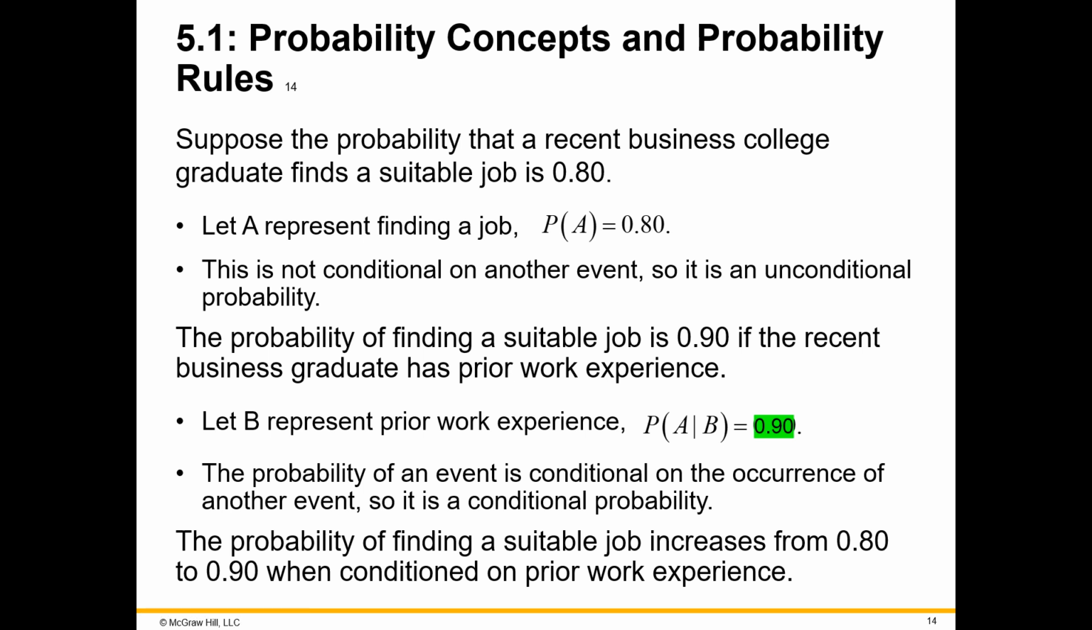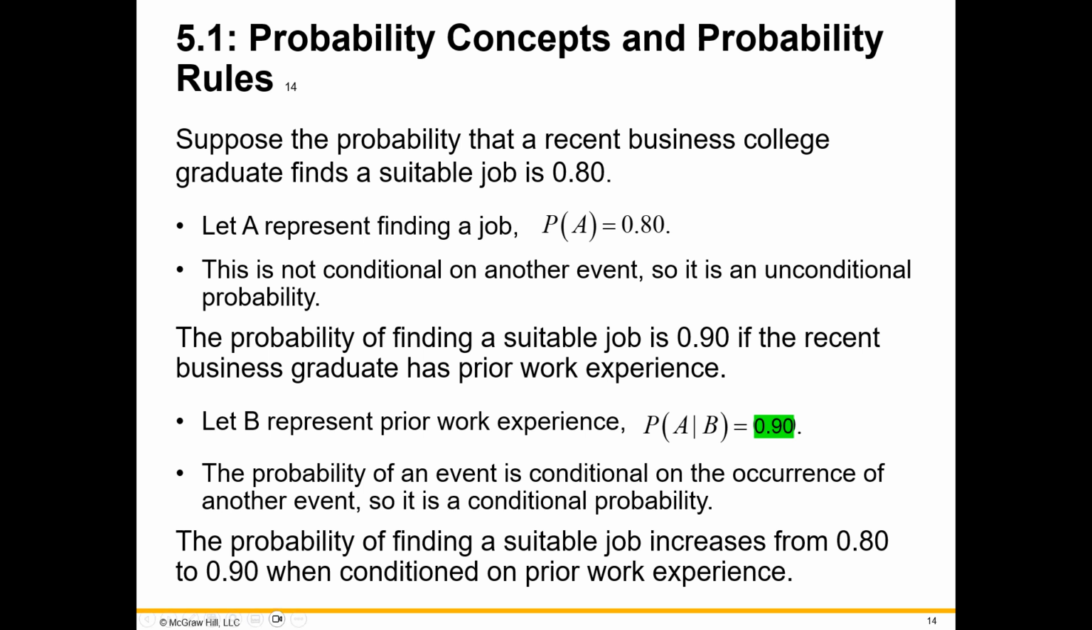So let's suppose that the probability that a recent business college graduate finds a suitable job is 80%. This is not conditional upon any other event happening. Like you find the job or you don't. There's nothing beforehand. But what if one of those graduates had previous work experience?